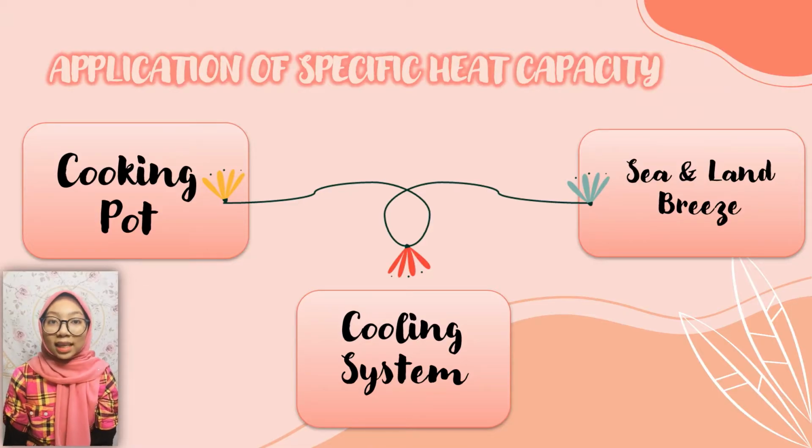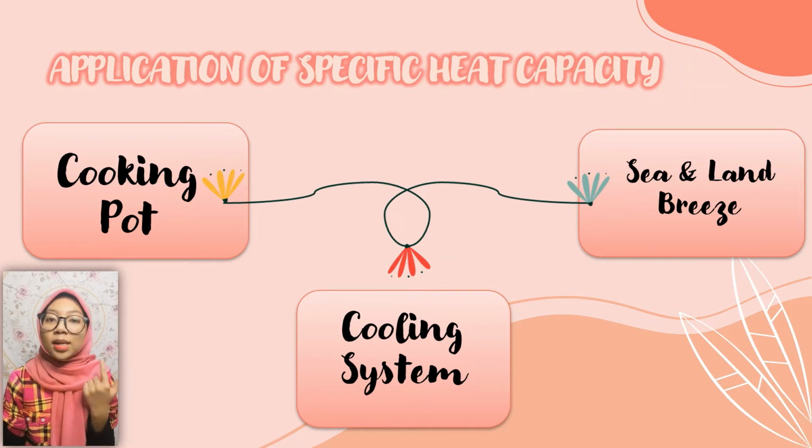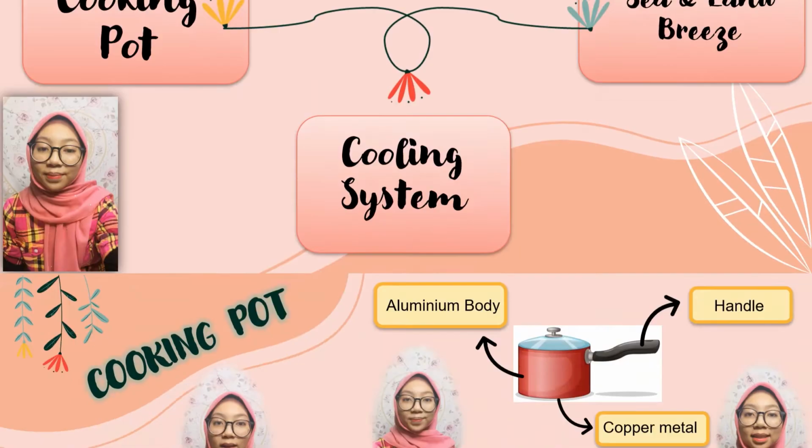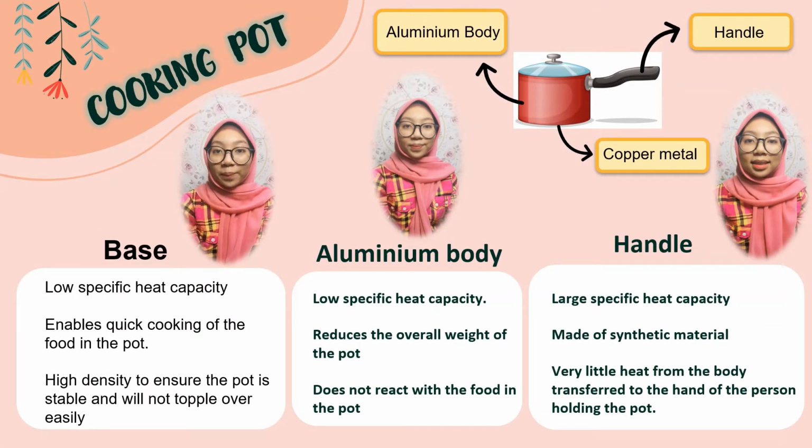We know that specific heat capacity is applied in our life. What are the examples of application of specific heat capacity? We have three examples, which are the cooking pot, cooling system, and the last one is sea and land breeze. Firstly, cooking pot. On the cooking pot, we have a body, base, and handle, which are made of materials with different specific heat capacity.